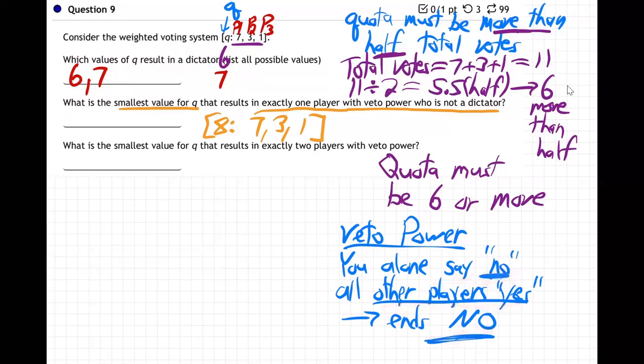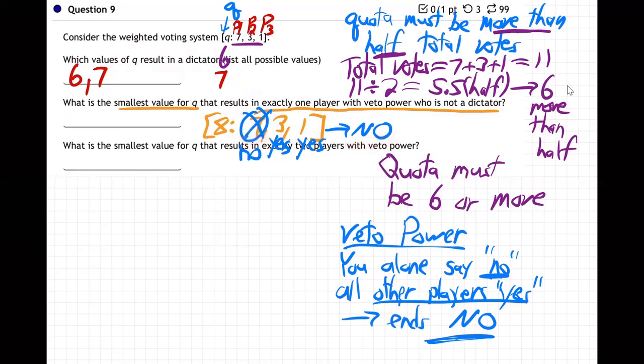Okay, so let's go back here. What's the smallest value for Q? Well, would 8 work? Would there be exactly one player with veto power? Well, does player 1 here have veto power? If player 1 says no, and the other 2 people say yes, do you see that it's a no? Because if player 1 says no, and the other 2 say yes, that's only 4 votes. That's not enough to pass it if the quota is 8. So player 1, if he says no, is able to block it himself, even though everybody else says yes. That's veto power.